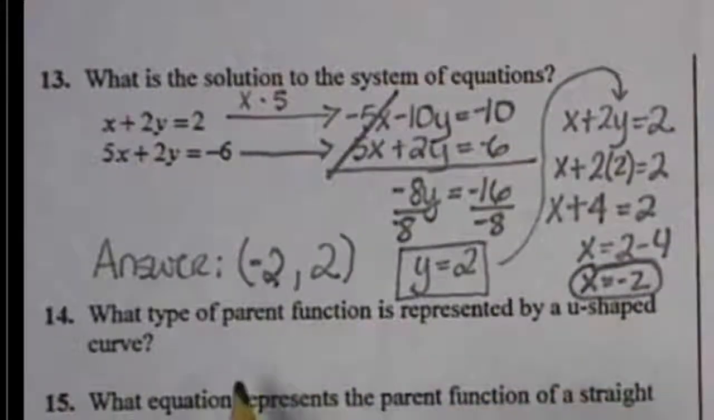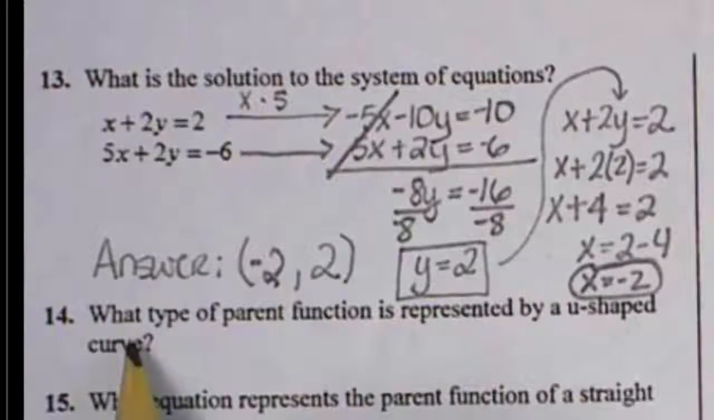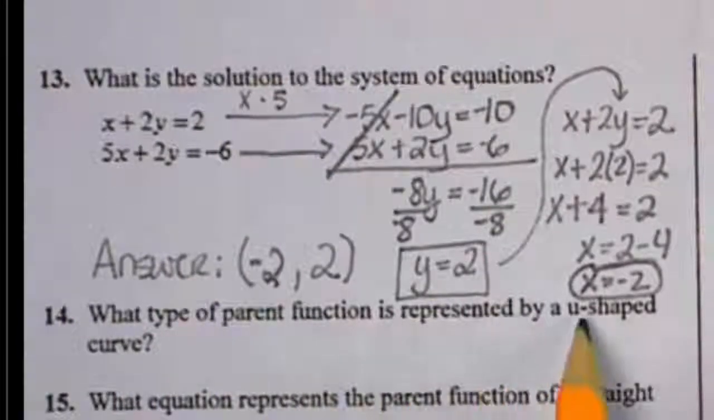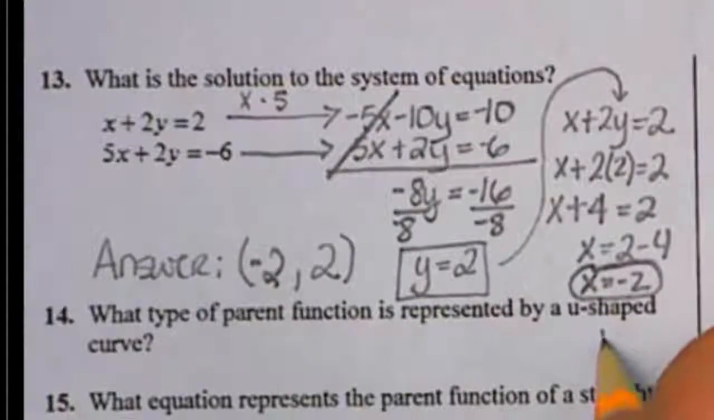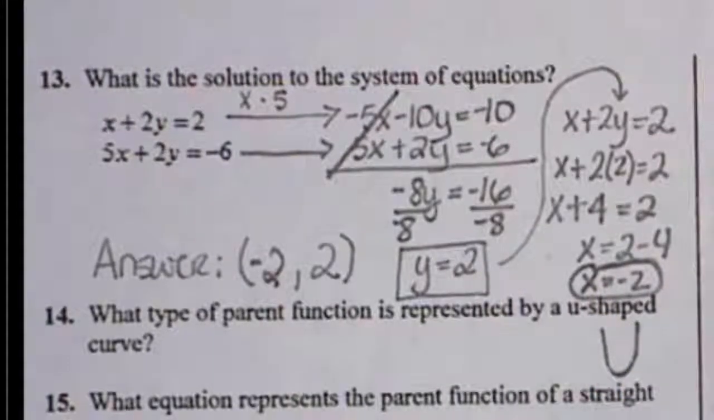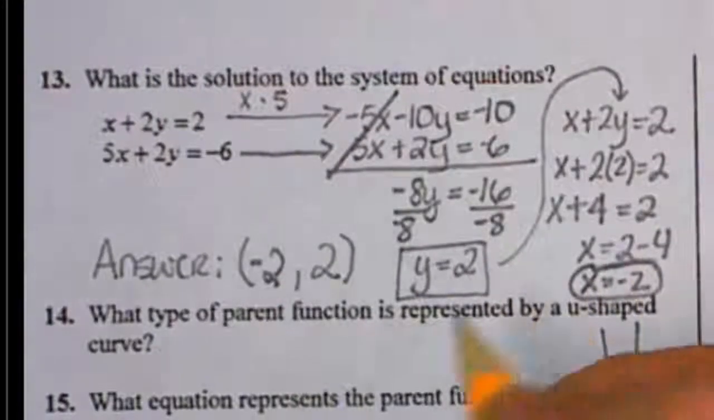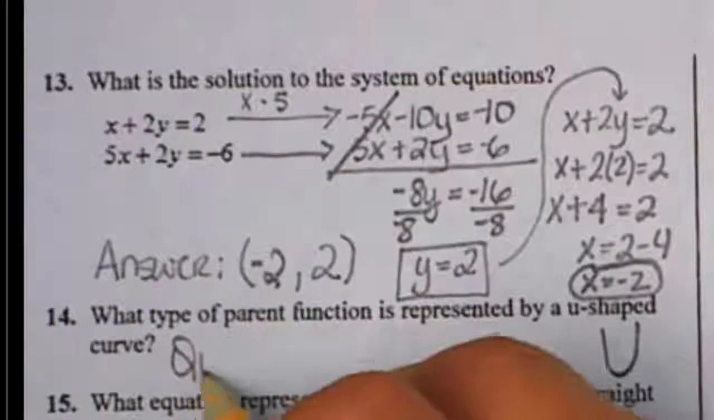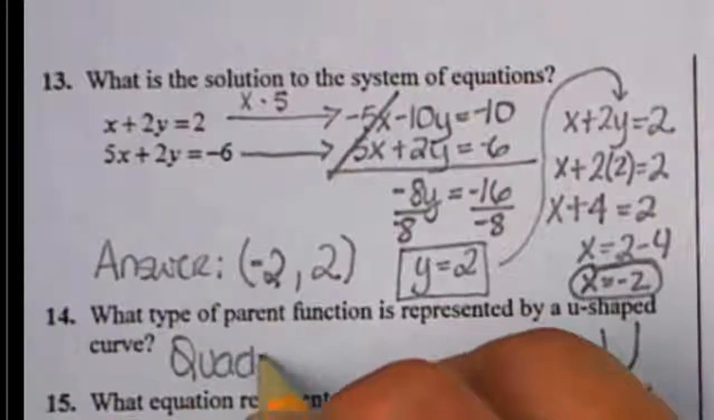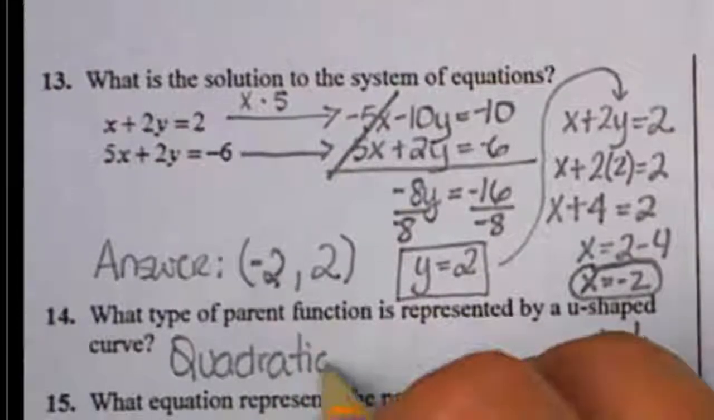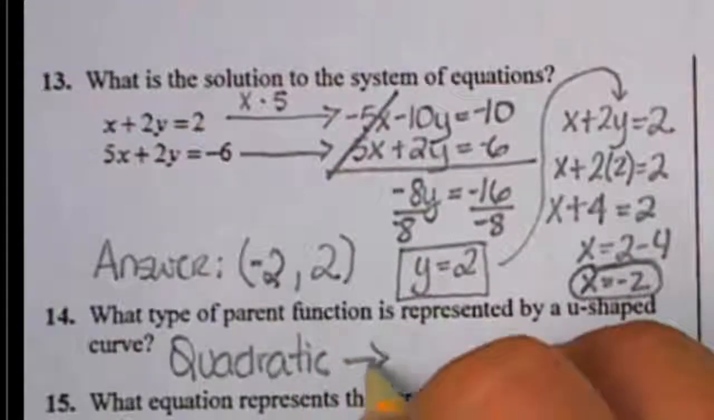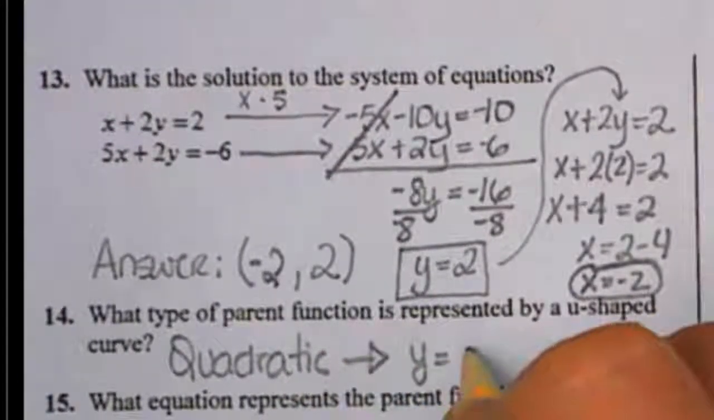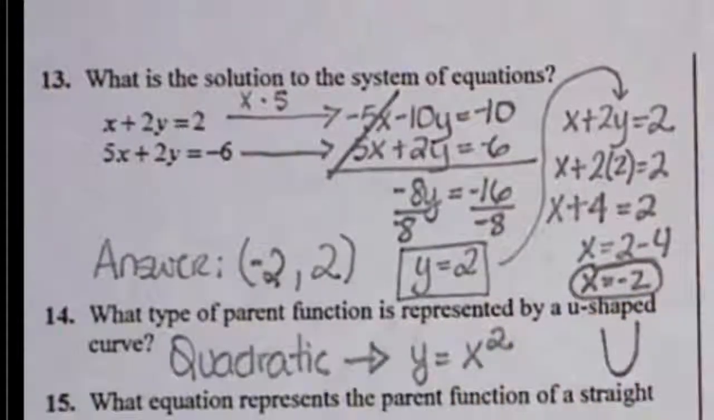Now, let's go on to the next question. Next question says, what type of parent function is represented by a U-shaped curve? A U shape looks like a parabola, like a smiley face. So that means this would be a quadratic function. And remember, the parent function would be y equals x squared.